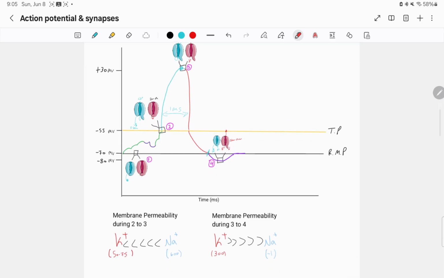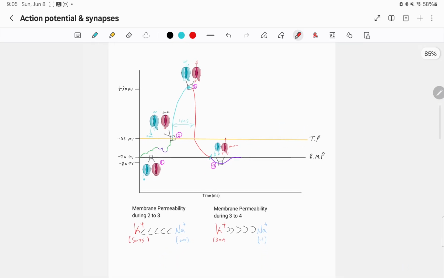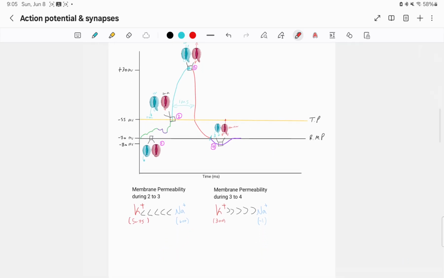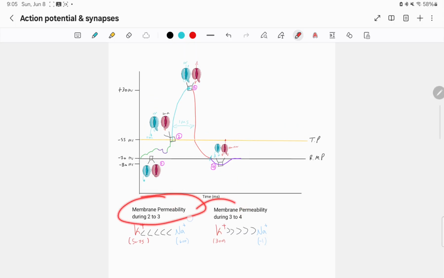Okay? Now, one last thing I really want you to understand here is that the membrane permeabilities change all throughout this action potential. So remember that at resting membrane potential, right? In my membrane potential video, I said that the membrane is 50 to 75 times more permeable to potassium than it is to sodium. Okay? But all of that changes as soon as the action potential starts. And why does that change? Because of the voltage-gated channels.